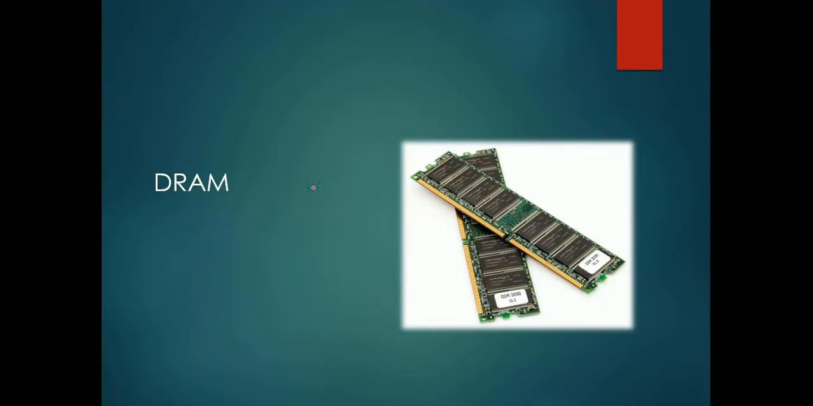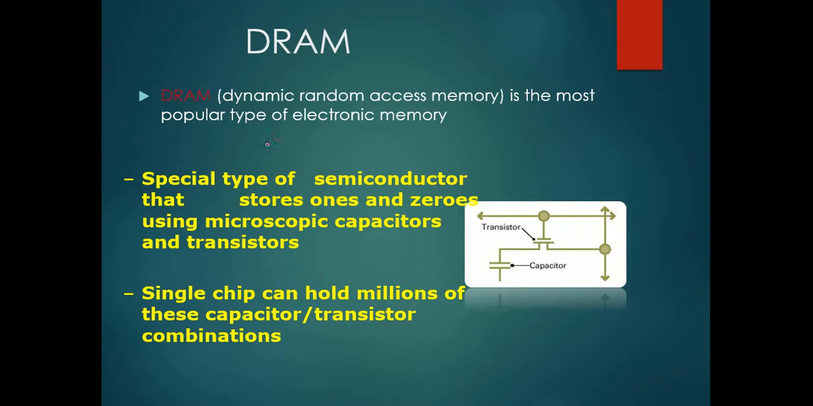So let us start with the DRAM, that is dynamic random access memory. This is the most popular type of electronic memory. The figure is like this. These are a special type of semiconductor that stores ones and zeros using microscopic capacitors and transistors. There are transistors and capacitors inside, and this is how the memory is stored in the form of a number of bits.